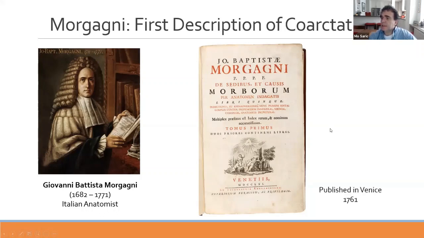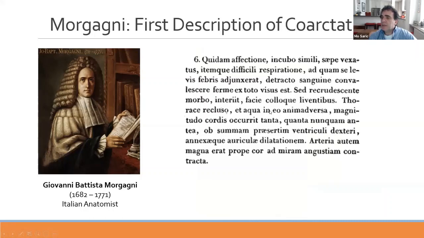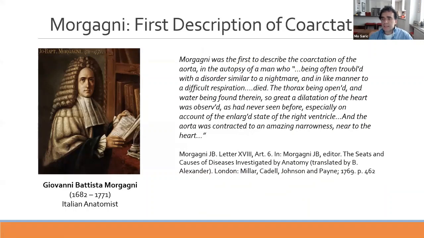He published in 1761, and this is in one of his letters or epistolas. He described in Latin, which I'll translate here in English in a second, and the yellowed part is the relevant part, in which it says, "and the aorta was contracted to an amazing narrowness near the heart." So therefore, this is clearly the first description of coarctation of the aorta. And this is the entire paragraph translated into English.